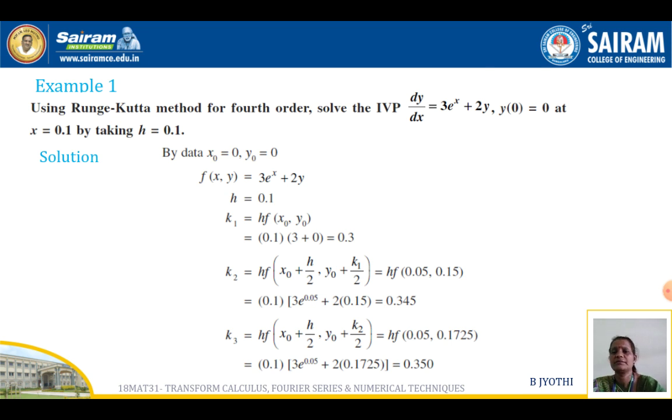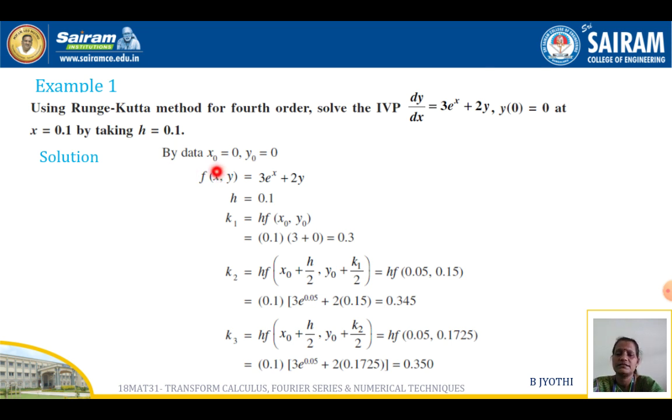Next example. Using the Runge-Kutta method of fourth order, solve the initial value problem dy by dx is 3 e power x plus 2y, where the initial condition is given by y of 0 equals 0, at x equals 0.1 by taking h equals 0.1. So you can observe here the x value is also 0.1 and h value is also 0.1. That means it is only one stage problem. Whereas in the previous problem, we had to find x as 0.2 and h value as 0.1. That means the two stages we have to go.